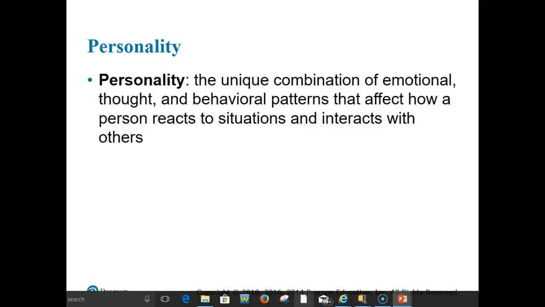An individual's personality is a unique combination of emotional, thought, and behavioral patterns that affect how a person reacts to situations and interacts with others. It's our natural way of doing things and relating to others. Personality is most often described in terms of measurable traits a person exhibits. And we're interested in looking at personality because, just like attitudes, it too affects how and why people behave the way they do.